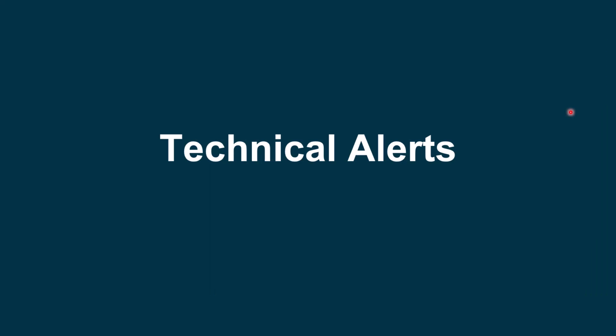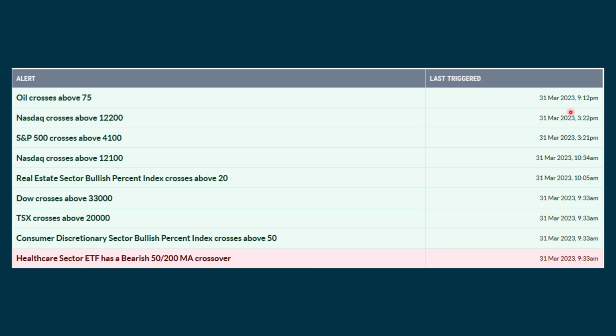Then the technical alerts, every day these are generated automatically, not just in the S&P, but in all the other indexes, as well as the sectors. This is for Friday, and sometimes this can fill up the whole screen.